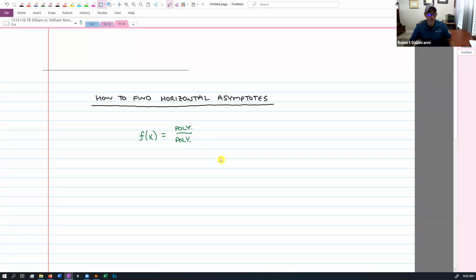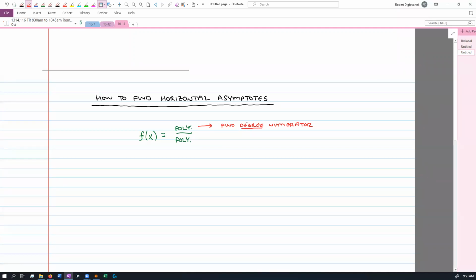What you're going to do to figure out the horizontal asymptotes is look at the numerator. You're going to find the degree of the numerator. Now, what do I mean by degree? What's the degree of a polynomial? What is the degree? The highest power in the equation. Yeah, the highest power of x, right?